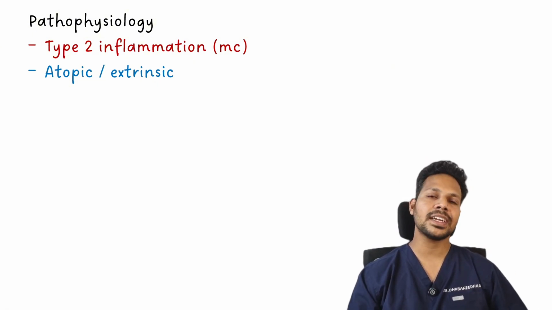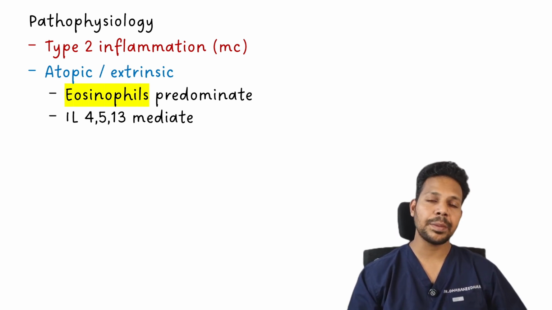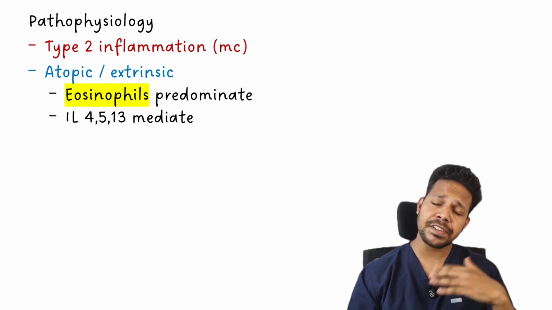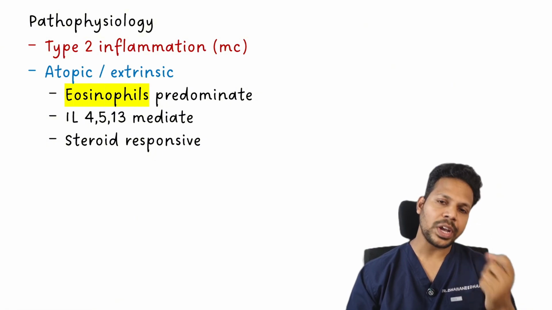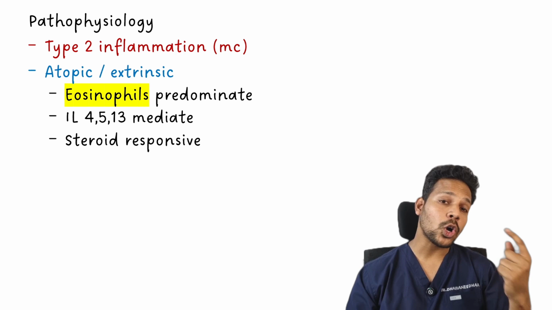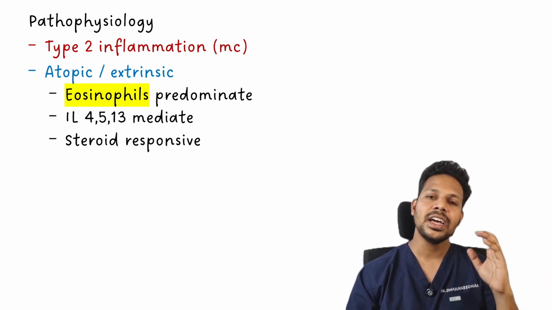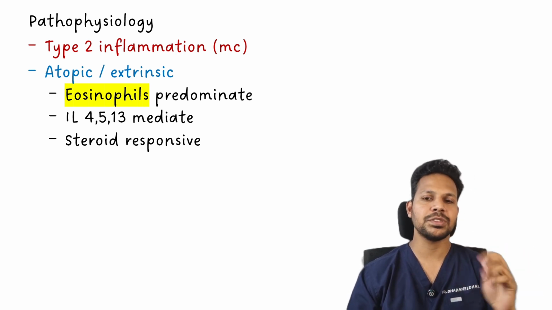So the eosinophils are the predominant cells here, and the eosinophils will produce interleukins 4, 5, and 13, and these are primarily going to mediate the pathogenesis in this type 2 inflammation. And eosinophil related inflammation everywhere in the body is extremely steroid responsive, be it bronchial asthma, allergic bronchopulmonary aspergillosis, or Churg-Strauss syndrome in rheumatology. All of these have predominant eosinophilic inflammation, and all of them are very much responsive to steroids.